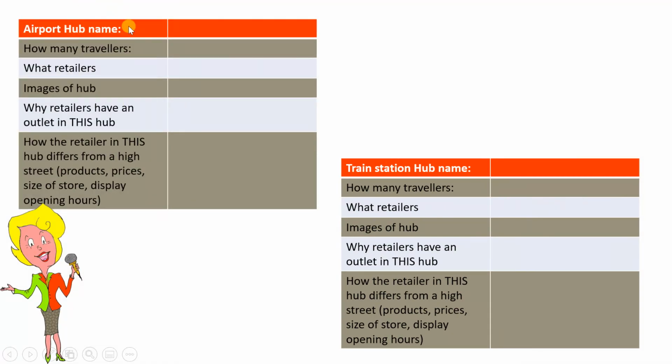So here are your first 2 tables for task 2. You've got the airport hub name to go in the orange row at the top, and then you answer the questions in the table, putting in the images that you want to add. If you want to move them to different pages, that's fine, and then you'll have a display and revision of an airport hub. And you do the same for the train station one. So the same questions, and these are the different investigations that you're going to complete.